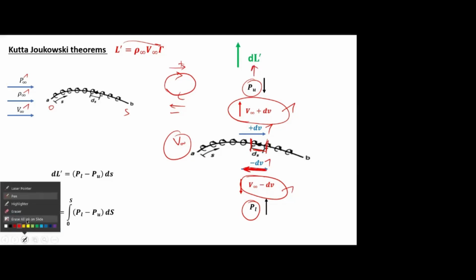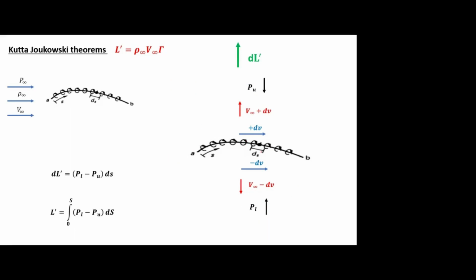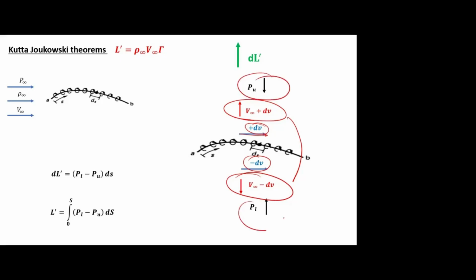Let me just repeat. I am placing the vortex sheet, so the vortex sheet induces a velocity difference. This is the upper surface velocity, higher velocity. This is the lower surface velocity, lower velocity. So we are simulating a velocity difference. Then this will give you the pressure difference also: upper surface low pressure, lower surface high pressure. Due to this pressure difference, we are getting the lift.